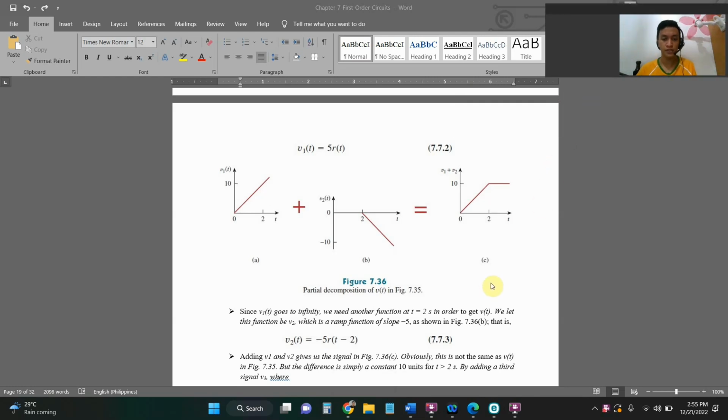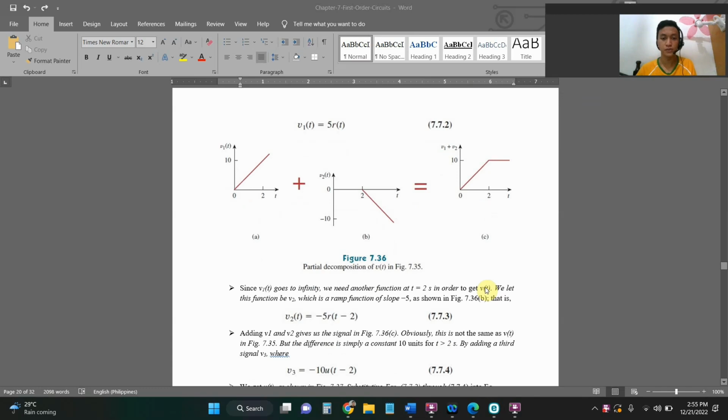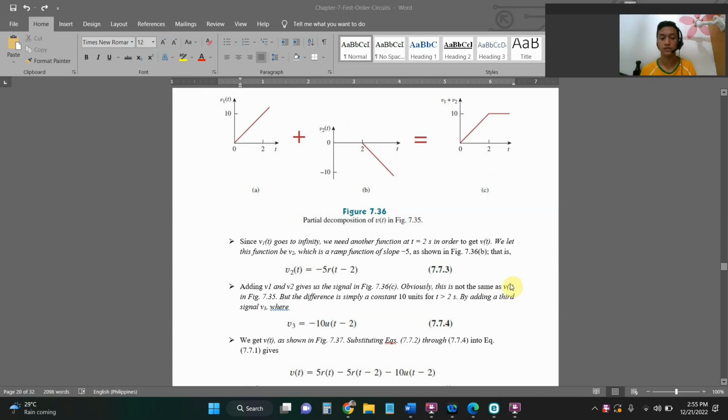So we have figure 7.36, the partial decomposition of v(t) in figure 7.35. Since v1(t) goes to infinity, we need another function at t equal to 2 seconds. So in order to get v(t), we have this function v2, which is a ramp function of slope -5, as shown in figure 7.36. So v2(t) is equal to -5r(t-2). Adding v1 and v2 gives us the signal in figure 7.36.